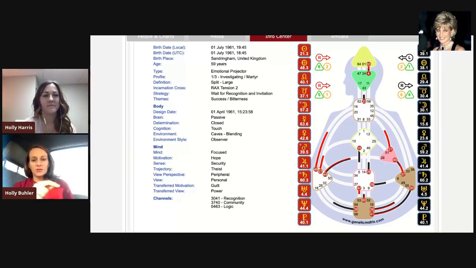So the conscious sun, on her, is the 39.1, which is the gate of provocation. So about 70% of your chart is these top four right here.